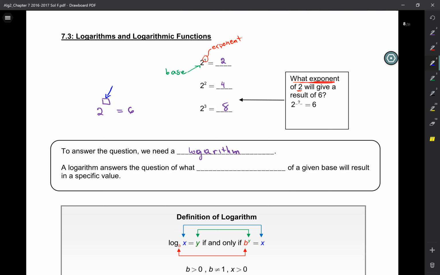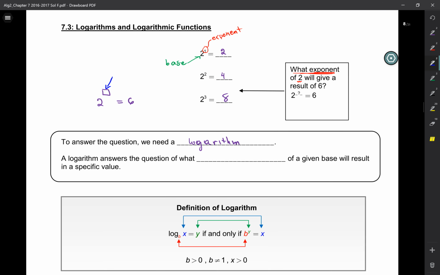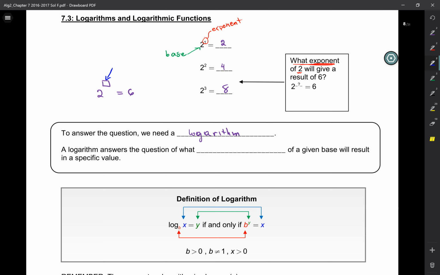So if I ask you the same question in another way, a logarithm answers the question of what exponent of a given base will result in a specific value. So a logarithm tells you what exponent of a given base will give you a certain value. So what is a logarithm then? It gives you the exponent, right? So if you're walking down the street and somebody taps you on the shoulder and asks you, what is a logarithm? What do you say? It's an exponent, okay? That's all a logarithm is.